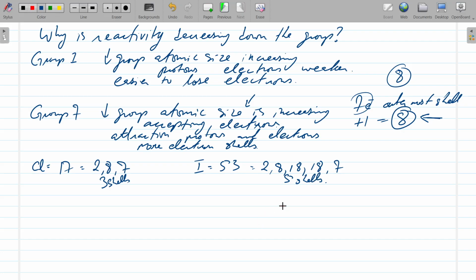and so the atomic size is bigger. The outermost shell, or the valence shell, is further away from the nucleus where the protons are, and so the attraction of the positive protons to the negative electrons is weaker. Okay, that's one reason. Another reason is that the larger atom has a lot more electrons.